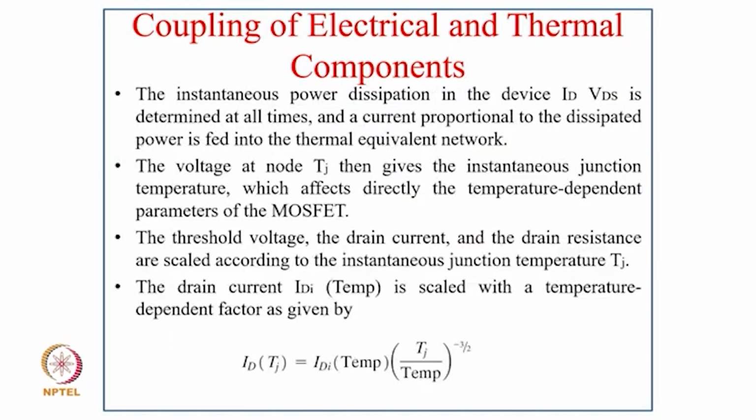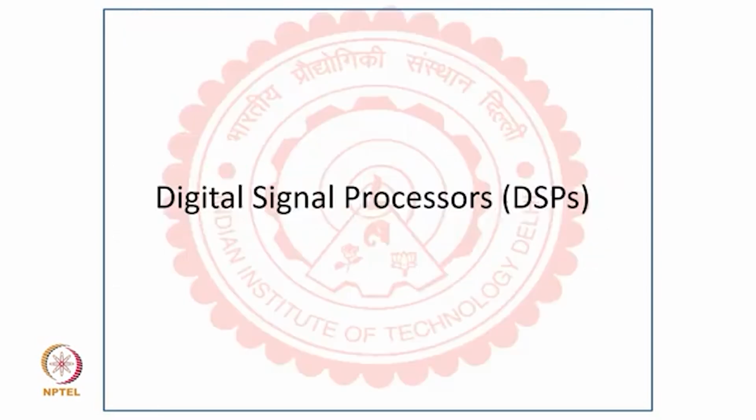The instantaneous power dissipation in the device, ID times VDS, is determined at all times, and the current proportional to the dissipated power is fed into the thermal equivalent network. The voltage at node Tj then gives the instantaneous junction temperature, which directly affects the temperature dependent parameters of the MOSFET. The threshold voltage, the drain current, and the drain resistance are scaled according to the instantaneous junction temperature Tj. The drain current ID at temperature Tj is scaled by the temperature dependent factor, given by ID as a function of Tj equal to ID at the reference temperature times Tj over the reference temperature to the power of -3/2.